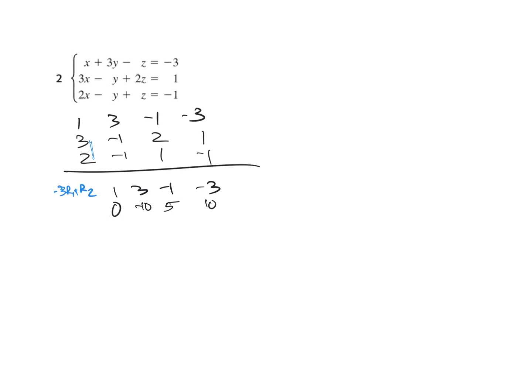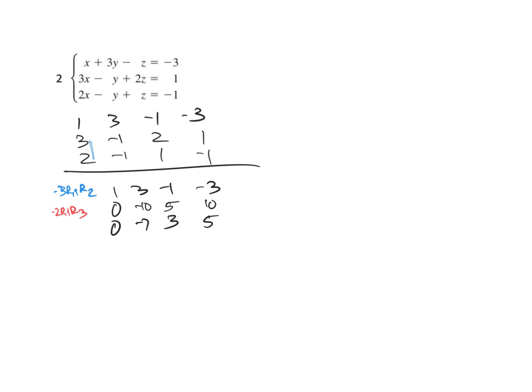We can also do -2 times row 1 plus row 3. And we get -2 times 1 is -2, plus 2 is 0. -2 times 3 is -6, plus -1 is -7. -2 times a -1 is 2, plus 1 is 3. -2 times -3 is 6, plus a -1 is 5.